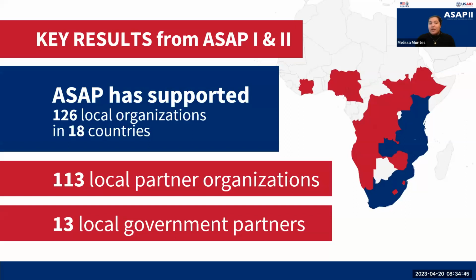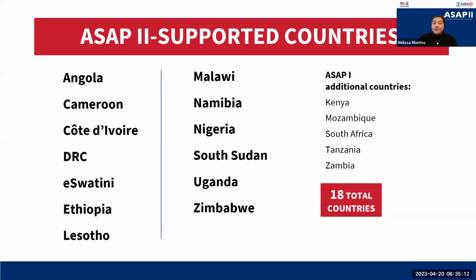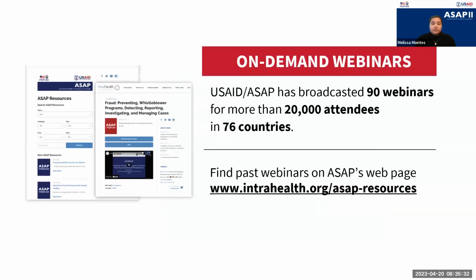Some key results from ASAP 1 and 2. ASAP has supported 126 local organizations in 18 different countries. 113 of those have been local partner organizations, and 13 have been local government partners doing some G2G support. These are the ASAP supported countries. The countries listed in bold are countries that we are currently supporting in ASAP 2, as well as some additional ASAP 1 countries that we're no longer working in. Many of you are from these supported countries, so thank you so much for joining us.